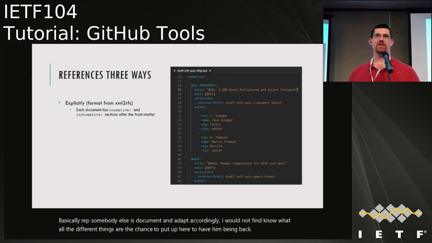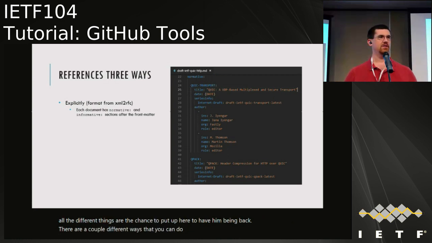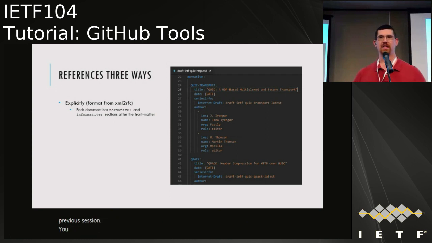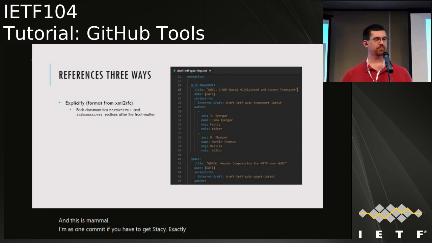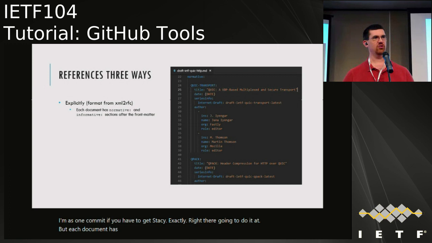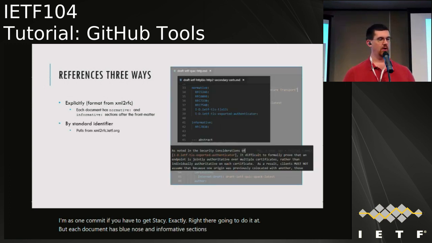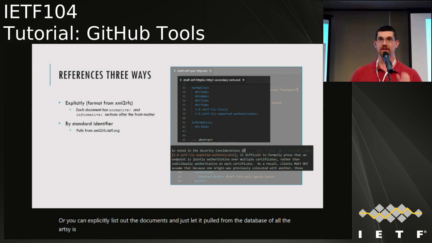There are a couple different ways that you can do references. This was alluded to in the previous session. You can be very explicit and write it out yourself. And this is YAML. As one comment noted, you have to get the spacing exactly right if you're going to do it that way. But each document has a normative and an informative section at the beginning. Or you can explicitly list out the documents and just let it pull from the database of all the RFCs, all the internet drafts. Yes, go ahead.